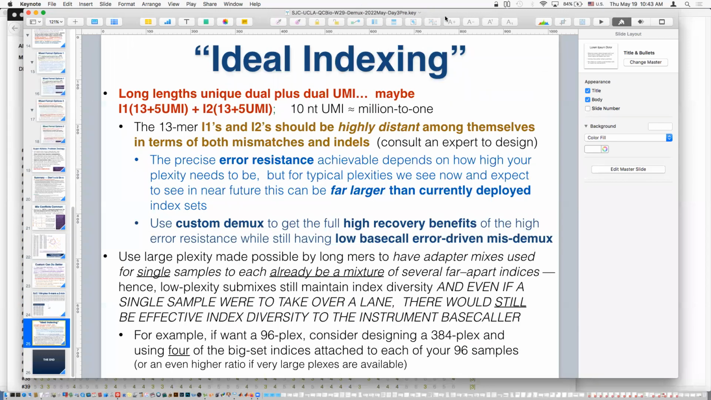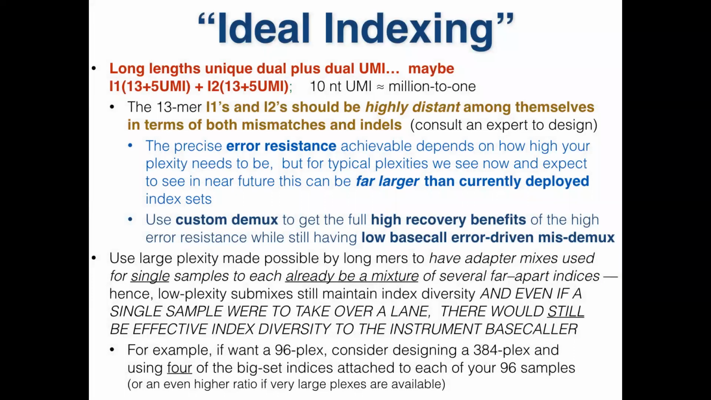And so maybe that takes us to what would be the ultimate indexing. I said we've got 36 bases we can basically play with. So let's use them. Let's do unique dual, of course, with UMI. Maybe even unique dual with dual UMI. 13 plus 5 UMI for I1, 13 plus 5 for I2. That would give us a 10-mer UMI, 1,000,000 to 1 resistance beyond sequence matching of the main ends. And then we have a 13 and 13 index, which is a decent length.